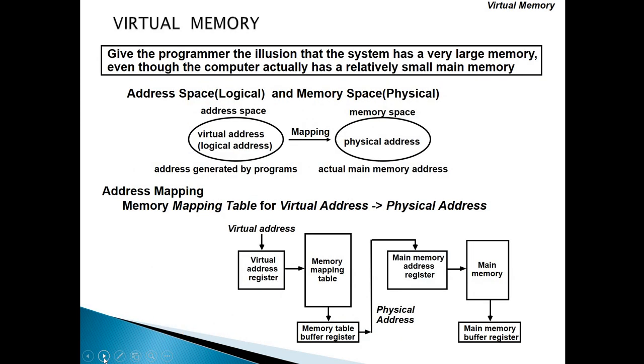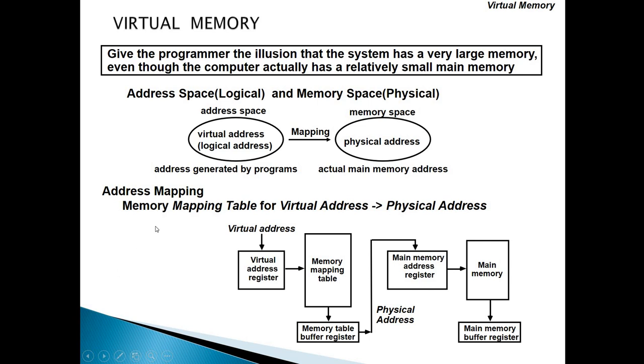We'll see the virtual memory. The virtual memory is going to give you the illusion that it is having a very large memory, even though the computer actually has a relatively small memory. The virtual memory is considered as address space and main memory is considered as memory space. The address which is used in virtual memory is called virtual address or logical address. The address which is used in main memory is called physical address.